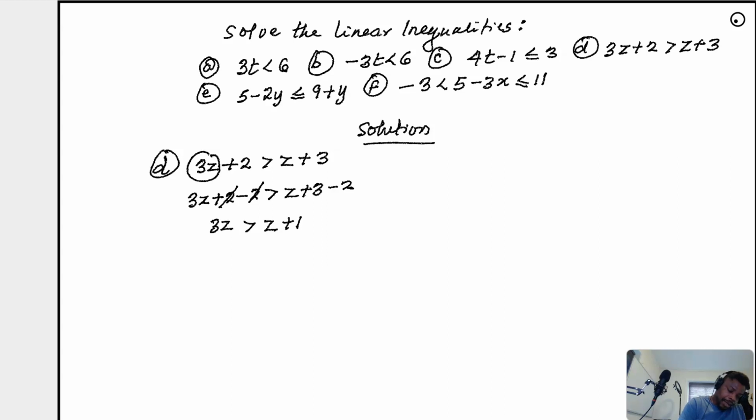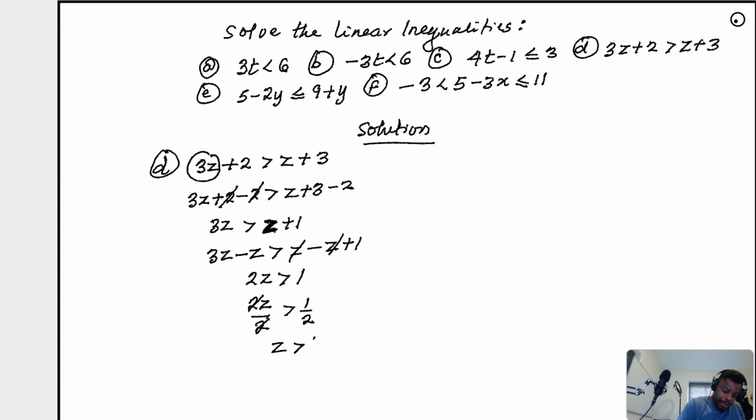Now, I want to take z away from here. Okay? And this is plus z. That simply means I have to add opposite of plus z to both sides. That is minus z. So z minus z plus 1. So this will cancel this one. 3z minus z, that is 2z greater than 1. So now I want only z here, so I have to divide through by positive 2. And because you are dividing through by positive 2, the sign remains the same. So z is greater than 1 over 2.